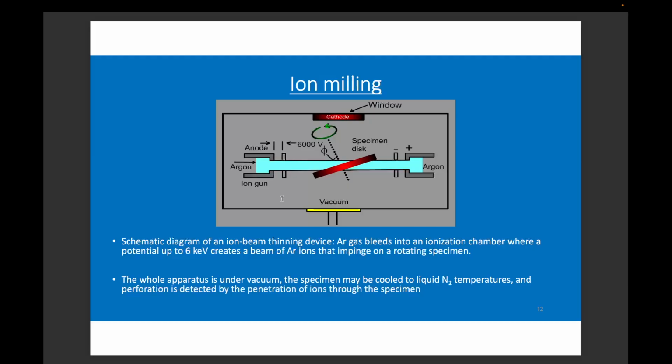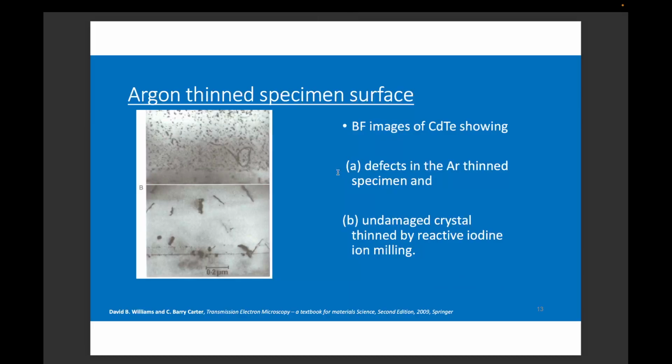So for the non-conducting materials such as ceramic samples, we do the ion milling procedure, where argon ion comes and this specimen is actually rotating, and then the argon ion removes the material from this area. And since the specimen will be rotating continuously, in the wedge shaped specimen we will be getting it from all the directions, right. And this is an argon thinned specimen surface, where we can see the defects earlier. And this is the undamaged crystal, okay.